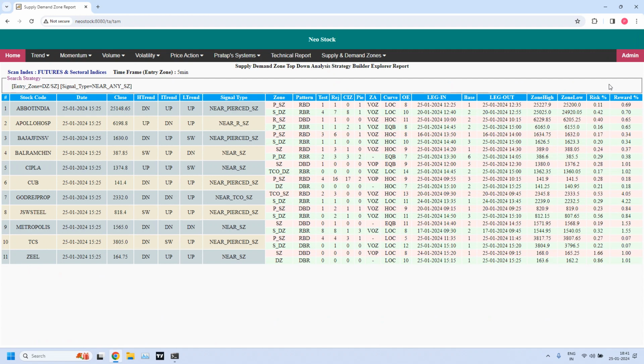So this is the filtered list to find the stocks near demand and supply zones for all the time frames, starting from yearly until 5 minutes time frame. I hope this information will be useful to you for your further study and analysis.